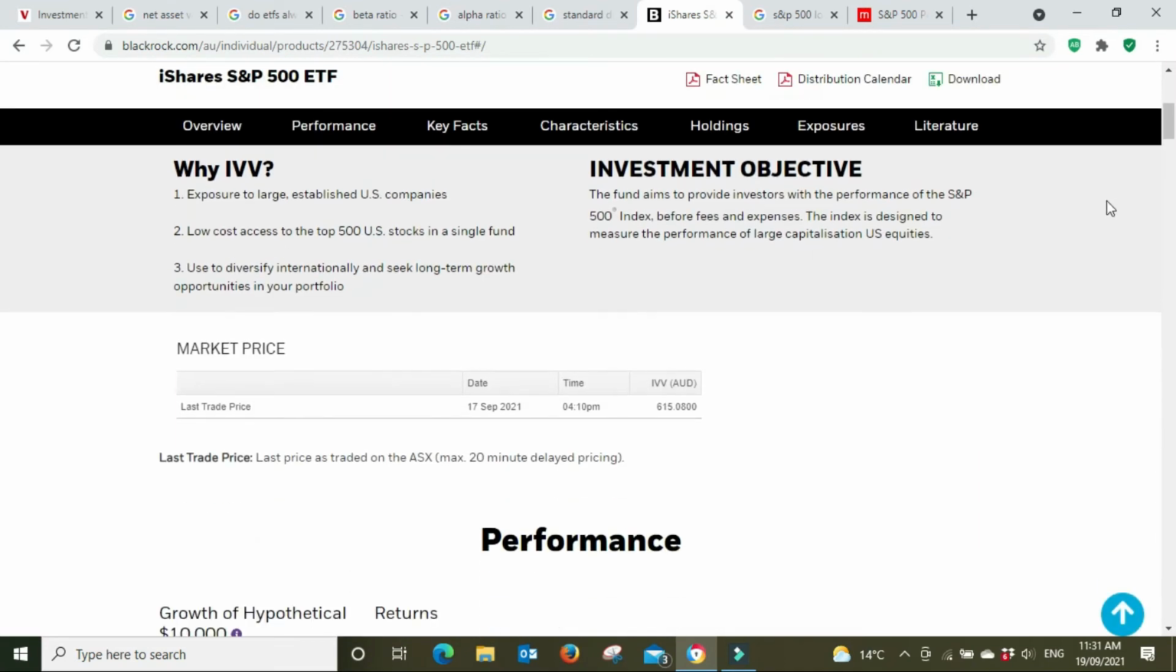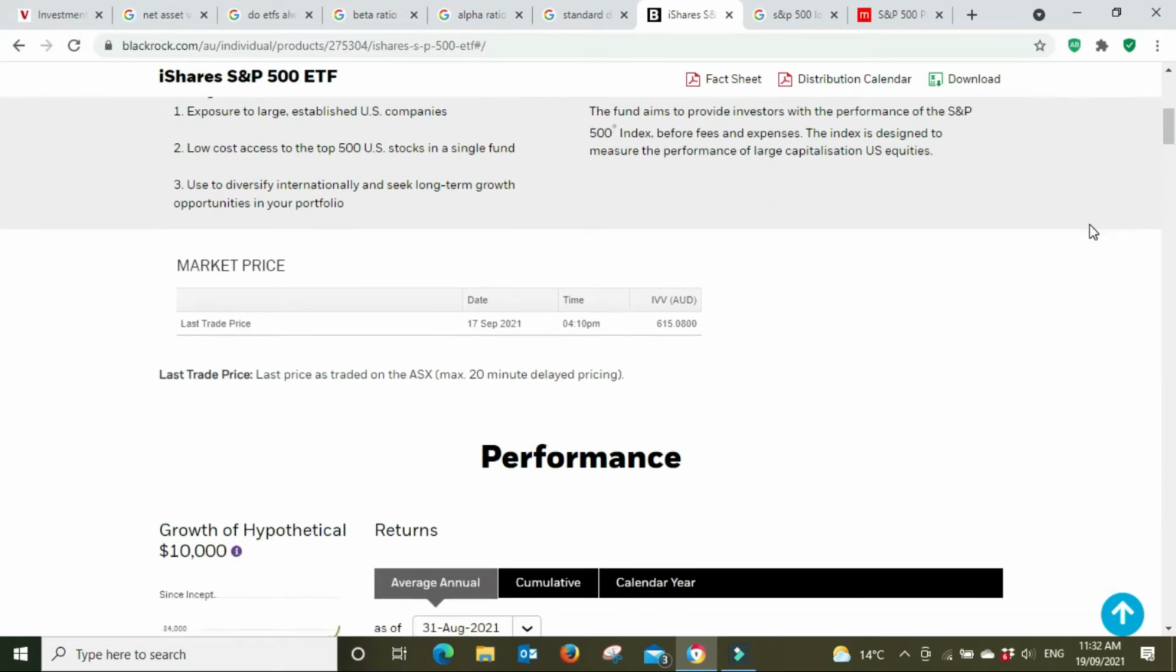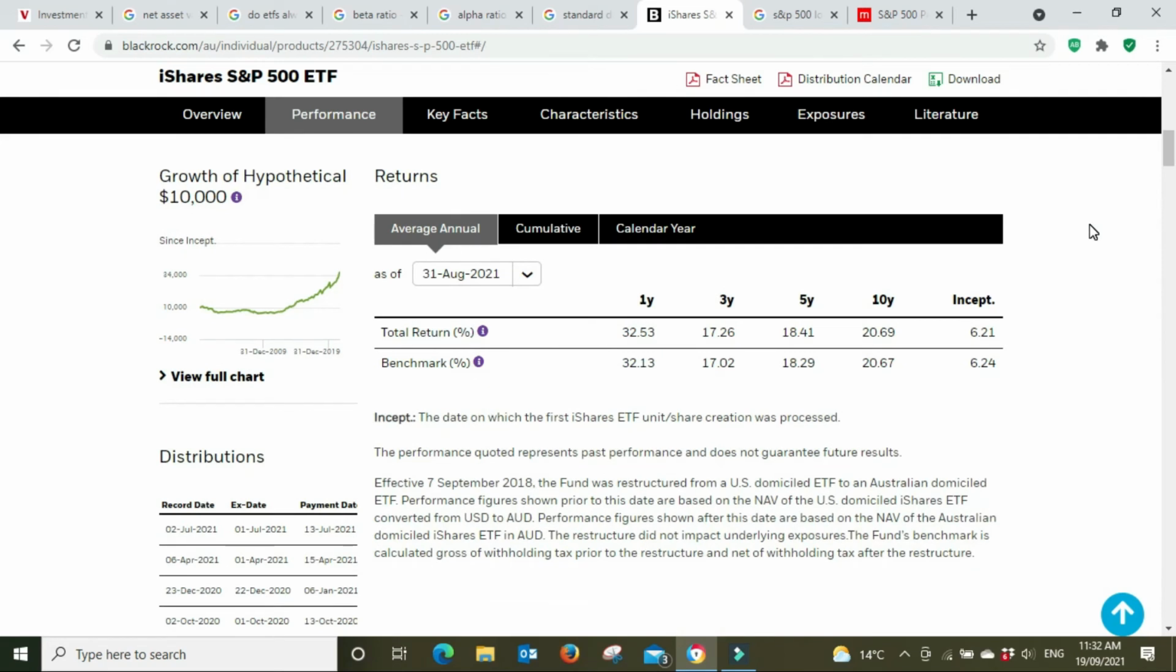And we've got a bit of an outline here as to what IVV, that's the code here for the S&P 500 ETF, what it's all about. So exposure to large established US companies, low cost, and used to diversify internationally if you want to get a piece of the US market. The investment objective, performance, so total return over 1 year. This is your market return, so the price has gone up, plus dividends, total return, 32%. That's very good, but we came off a pretty low base a year ago.